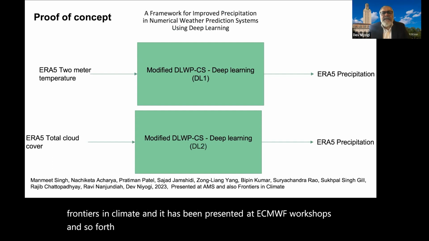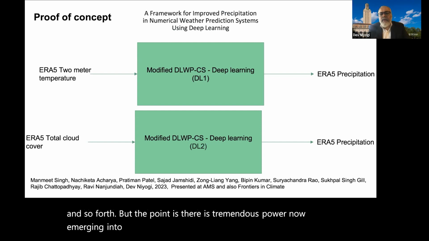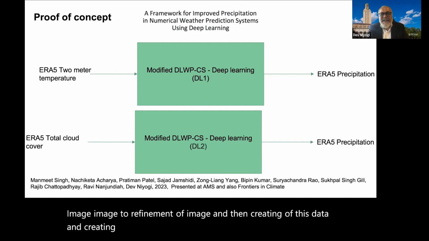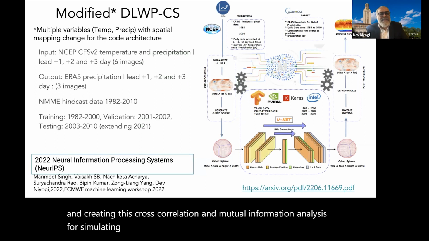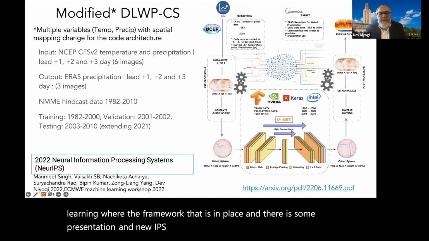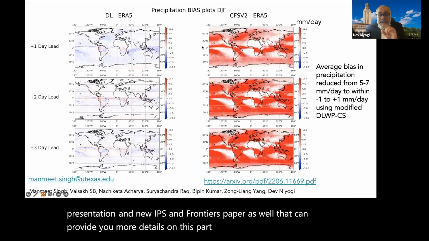But the point is there is tremendous power now emerging in this kind of framework of taking data to image, image to refinement of image, and then creating the data, and creating this cross-correlation and mutual information analysis for simulating weather. So this is the modified DLWP, the deep learning weather prediction framework that is in place. There is some presentation at NeurIPS and the Frontiers paper as well that can provide you more details on this part. But what is interesting is this.